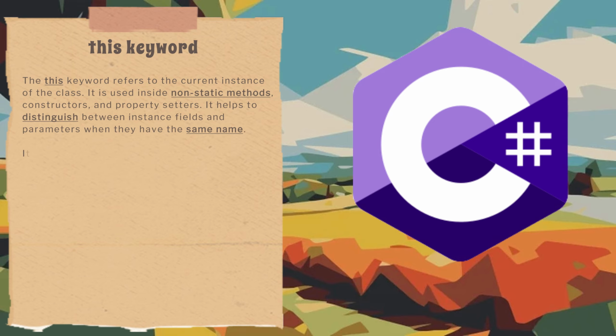It allows access to the current object's members. It can also be used to call another constructor within the same class. The this keyword cannot be used in static methods because static methods do not belong to any specific instance.